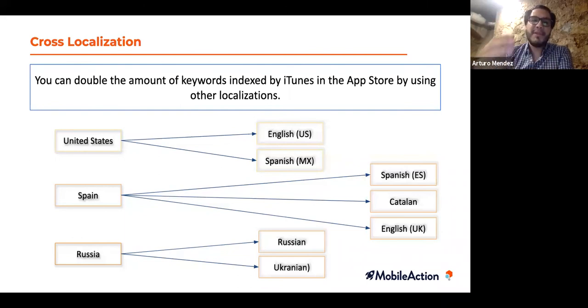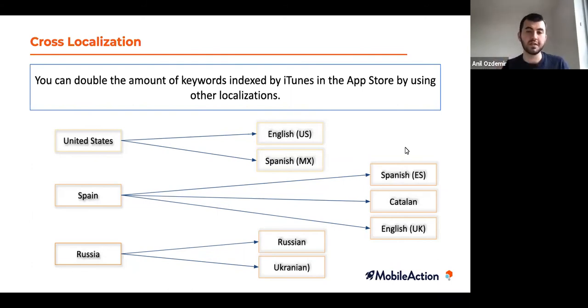And the same happens with several other countries. Spain indexes Spanish from Spain, as well as Catalan, and the UK. Russia is Russian and Ukrainian. We also have, for example, Switzerland, which indexes German, French, and Italian. You can find several other localizations on how to double or even triple, in the case of Spain, the metadata that is indexed in that specific country, and of course enhance the rankings and target way more keywords than you normally would with just one localization.